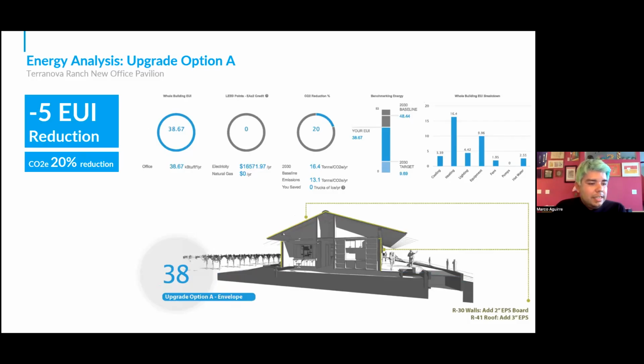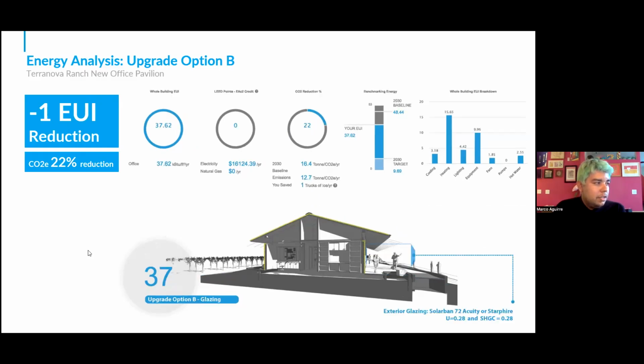With upgrade number 1, it was adding additional insulation. In this design, they wanted to add 2 inches of EPS board to the walls and then 3 inches of EPS to the roof. With that investment, they were able to reduce their EUI by 5 and also have an additional carbon emissions reduction up to 20%. So that's upgrade number 1.